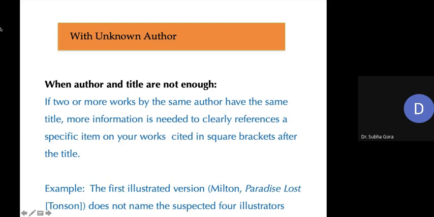You can include, because the title is the same, author is the same, right? And there are a lot of works. So you include a differentiating piece of information such as editor or a translator if it's a translated work, or maybe an edition number or a volume number, or maybe the publisher, and if it's the same publisher, maybe there is a different date of publication, and so on and so forth. But then this differentiating piece of information should be inserted in square brackets after the title. All right, in square brackets after the title.